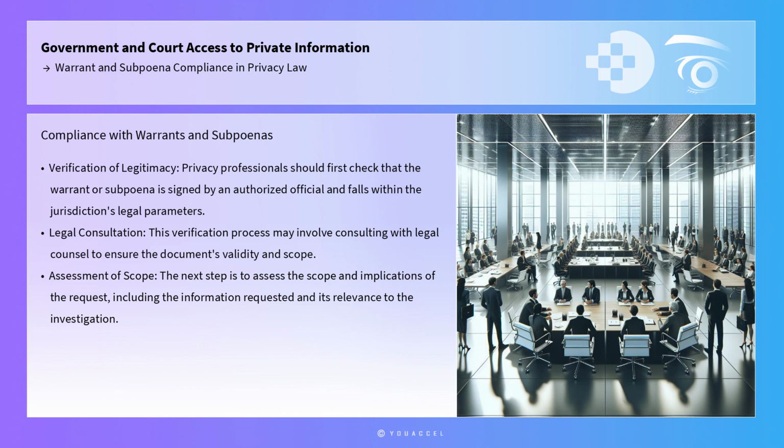Compliance with warrants and subpoenas involves several steps, beginning with the verification of the document's legitimacy. Privacy professionals should first check that the warrant or subpoena is signed by an authorized official and falls within the jurisdiction's legal parameters. This verification process may involve consulting with legal counsel to ensure the document's validity and scope. Once verified, the next step is to assess the scope and implications of the request. This assessment should include an analysis of the information requested, its relevance to the investigation, and any potential conflicts with privacy laws or organizational policies.